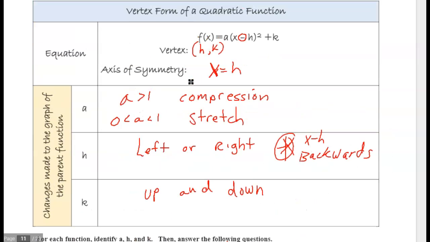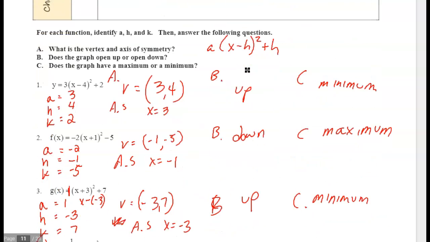On page 11, I talked about doing number 2, which was a part of our notes. And it says, what's the vertex and axis of symmetry? Does it open up or down? Does the graph have a maximum or minimum? So these are all the things that you could plug in. You just got to be really careful. So I'm going to pause this and make sure this is entered correctly.